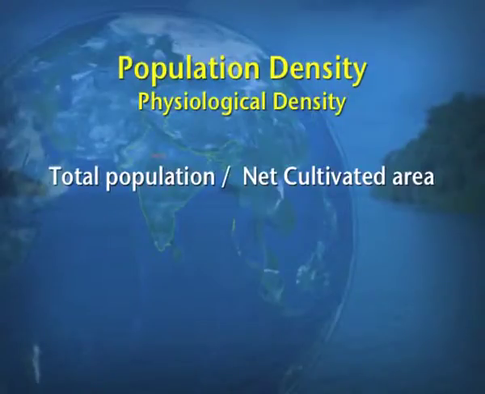Second type of density is physiological density. Now, children, pay attention to this, how this density is calculated and why this is known as a physiological density. So, this density is calculated by the total population divided by the net cultivated area. Now, here we do not take up the total area as we had taken up in the arithmetical density, we take up only the net cultivated area.